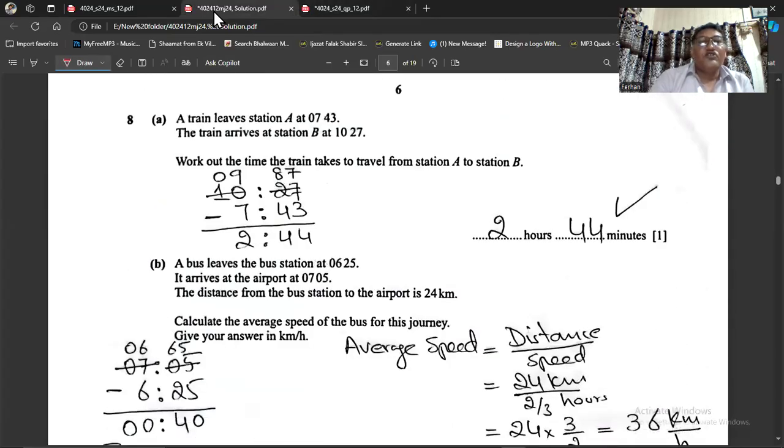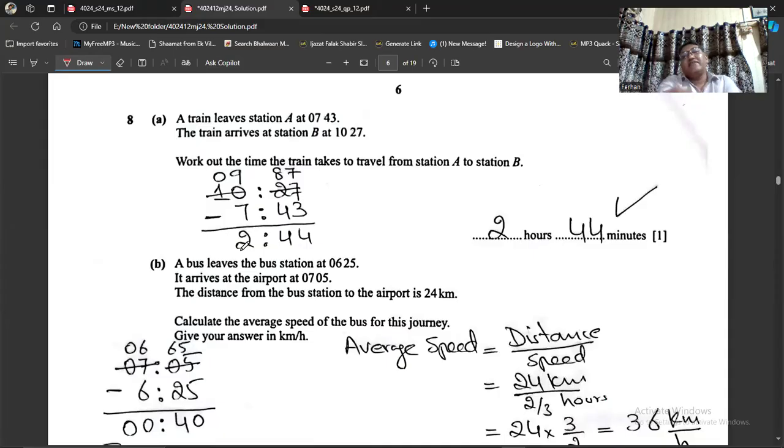Okay, so on your screen you can see from 10:27 I'm going to subtract 7:43. So from 27 minutes I cannot subtract 43 minutes, so I will borrow from here. When I borrow 1 hour here, the 60 minutes will be added. So 27 plus 60 will be 87. From 87 minutes, you subtract 43 minutes, you are left with 44 minutes. Here you have 9 hours. From 9, you subtract 7, you get 2. So 2 hours and 44 minutes.